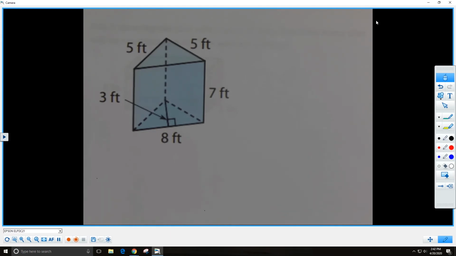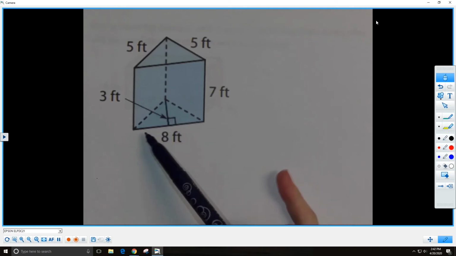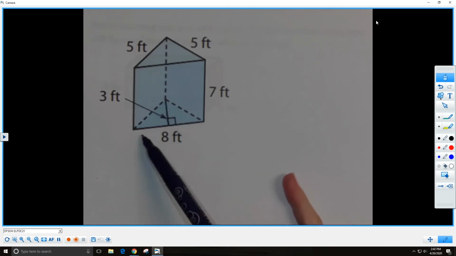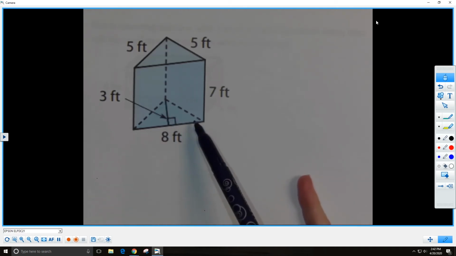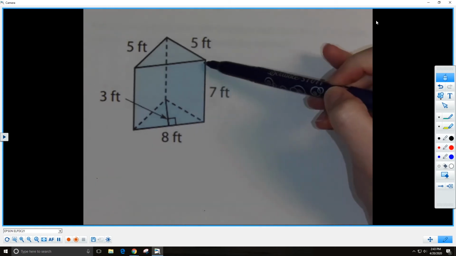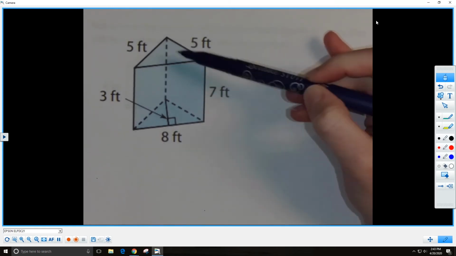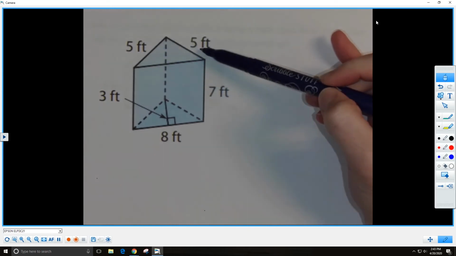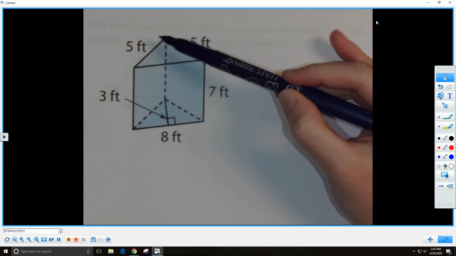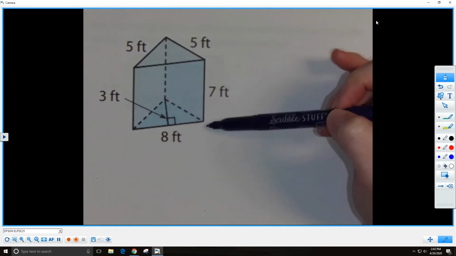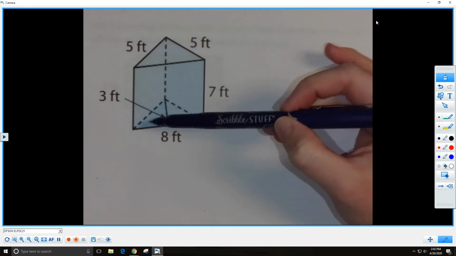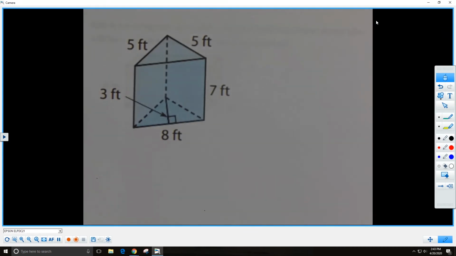So there are two triangles that have a height of 3 and a base of 8. There are two rectangles that have a length of 7 and a width of 5. And there is one rectangle with a length of 7 and a width of 8. So we need to find the areas of all the faces. You go ahead and start doing that on your paper. And in just a second, I will begin working that out here as well.